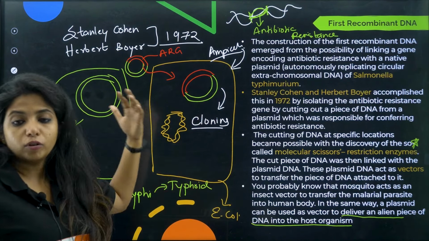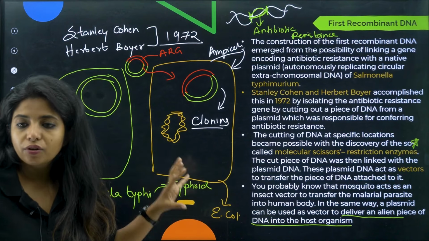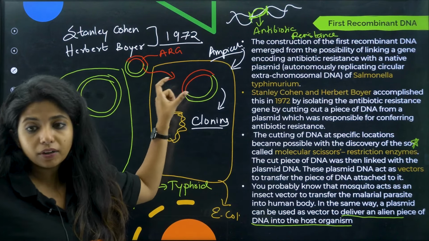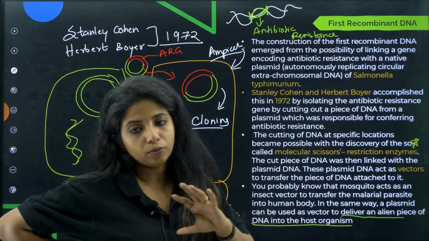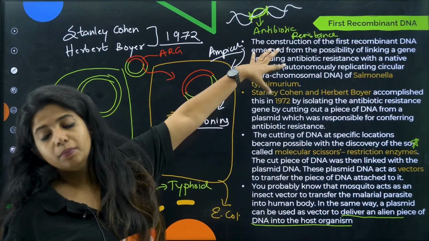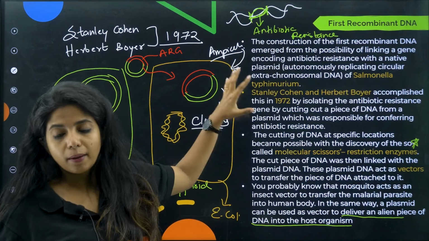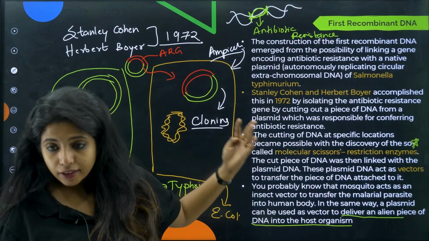So now each clone which will be formed will be antibiotic resistant. So this particular E. coli will be antibiotic resistant. Okay, specific antibiotic resistance, not like it will be resistant to all the antibiotics. No, it's not like that. I'm talking about specific. For example, this was ampicillin antibiotic resistant gene. It's just resistant to ampicillin, no one else. So they did it and they found it.